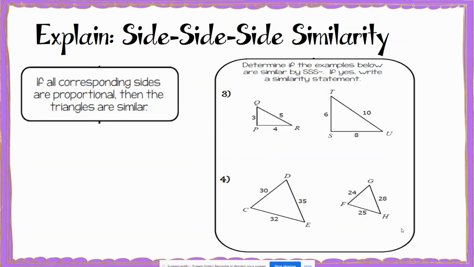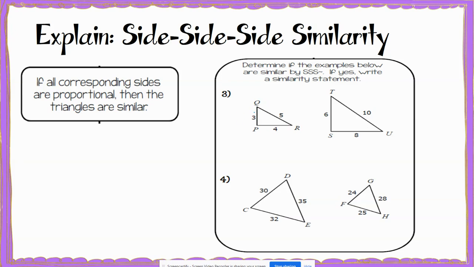One of the easier ones is side-side-side similarity. Now, obviously, we're not looking at congruent triangles, so we're not looking at two sides that are necessarily congruent, but corresponding side lengths are going to be proportional. And if they are proportional, then that means that the triangles are similar. So if I look at number 3, I have triangle PQR and triangle STU. I need to look at corresponding side lengths.